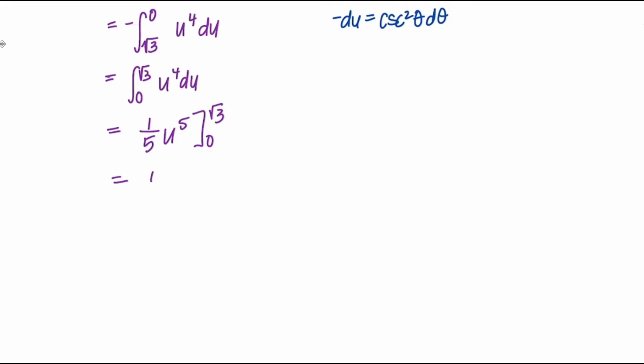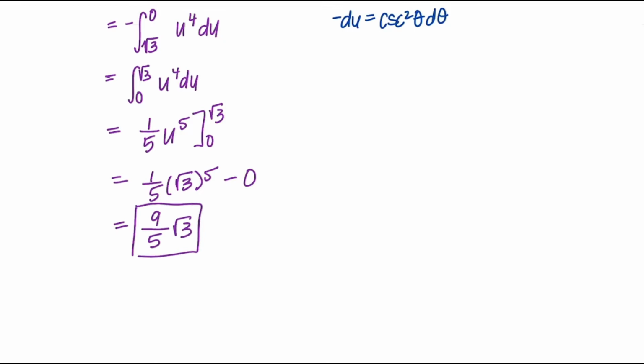Now I'm going to plug in rad 3, raise it to the 5th power, minus, plugging in 0 doesn't do anything. And the square root of 3 to the 4th, that's going to give me 9. So I'm going to have 9/5 rad 3 as my answer.